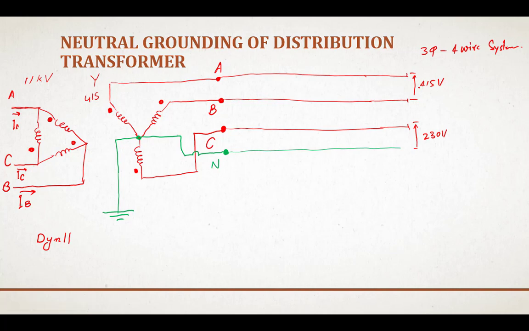So the purpose of neutral grounding here at the distribution transformer level is completely different as compared to the purpose of neutral grounding everywhere else in the power system. What is the purpose of this neutral grounding? In simple words, it is for safety purposes, the safety of human beings. How does this neutral grounding serve this purpose of safety?